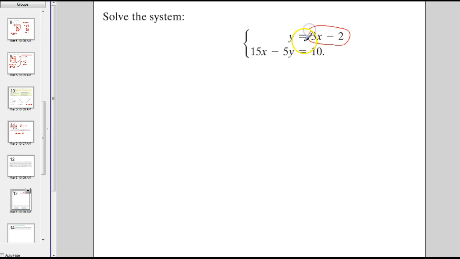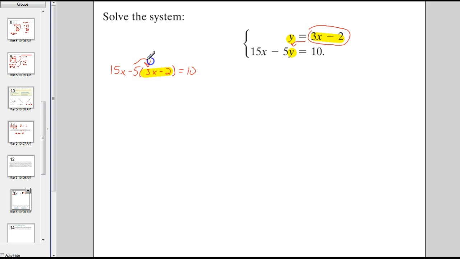So y is isolated, so I can substitute that in for that y down there in the other equation. Again, this y right here and this y are the same because they have to be equal at the same time. And this y is equal to 3x minus 2, so is this y. This is where that y was, so I'm just replacing it with 3x minus 2. Now I'll just go through and solve.